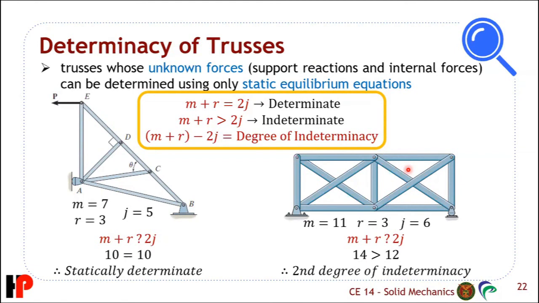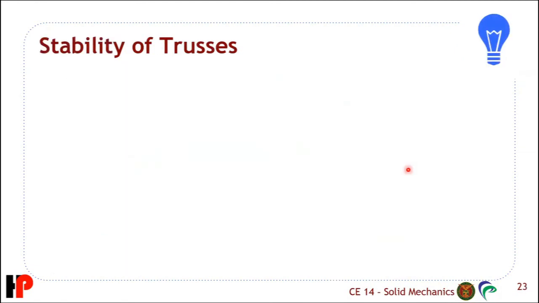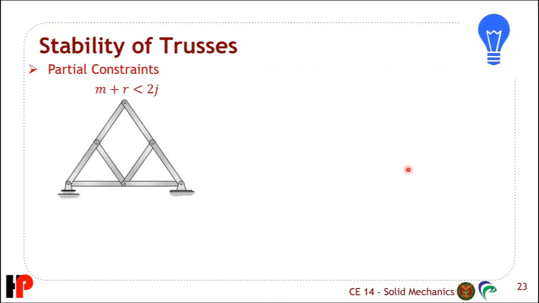So, determinacy of trusses. Next is stability. So, how do you know if trusses are stable or not? So, same concept. Partial constraints. So, if M plus R is less than 2J. So, ito example niyan. So, again, it doesn't look like a simple truss to me. Based on my experience, kaya hindi siya stable truss. So let's check kung tama ang aking idealization. So M is 8. 1, 2, 3, 4, 5, 6, 7, 8. R is roller pin. So 3. J is 1, 2, 3, 4, 5, 6.